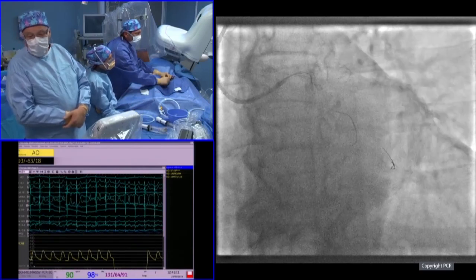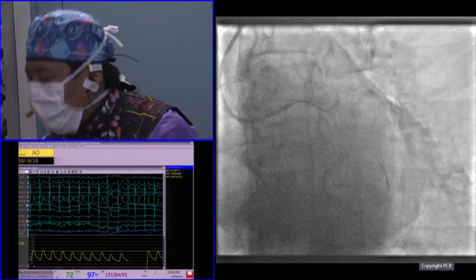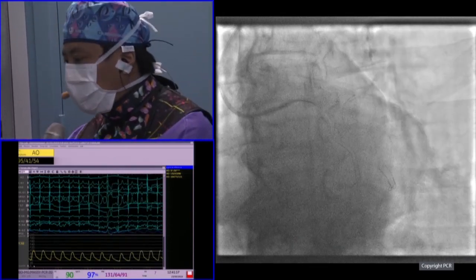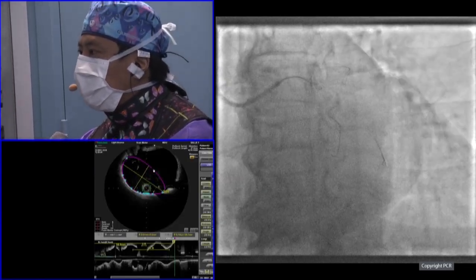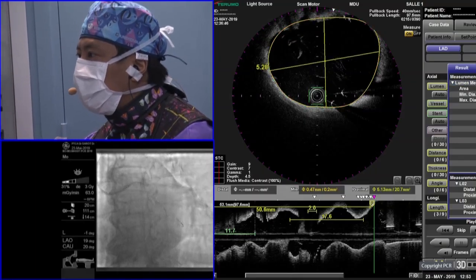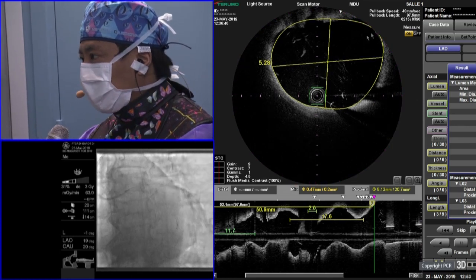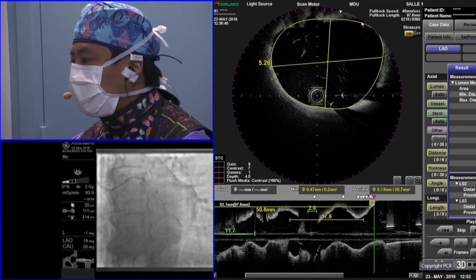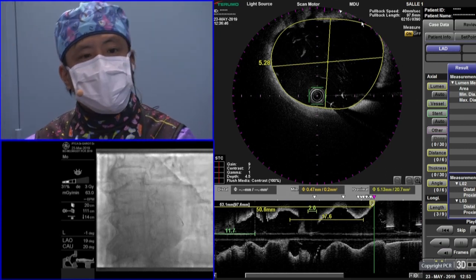Yes, I think you're right. I think the ostium of the left main is very large. I think it's more than 5.5. In the measurement, it's 5.4, 5.3 millimeters. So I think in this case, probably we don't need to cover it because it will create a malapposition.